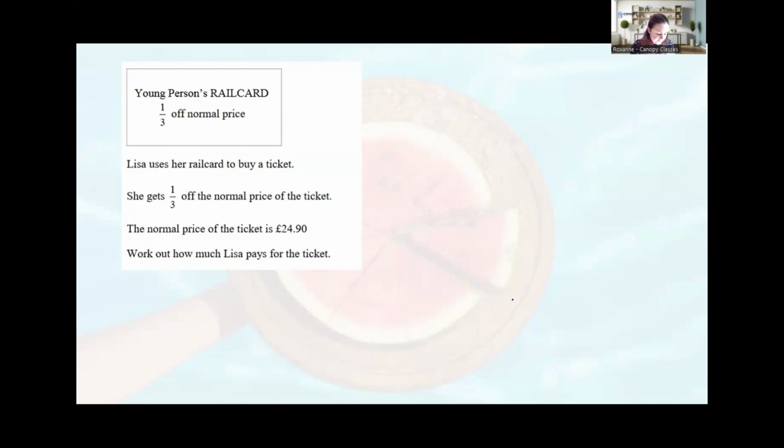So again, we can either work out the third and subtract it, or work out that she pays 2/3. In fact, let's do it that way. She's paying 2/3 of her value, which is £24.90. So we can divide it all by 3 and then multiply it up by 2.